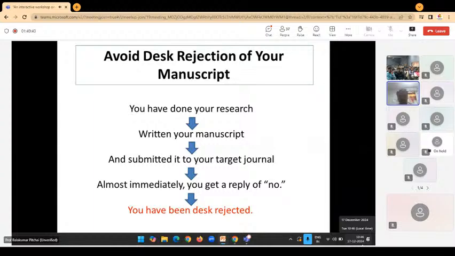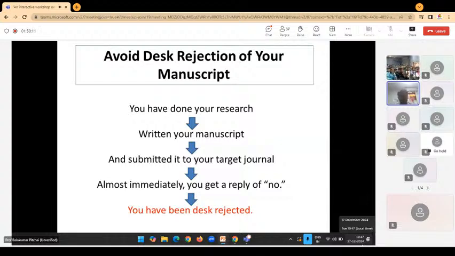So most of the informed students might not be aware of desk rejection. Desk rejection means you have done your research, you have written your manuscript, and you have submitted it to your target journal. And almost immediately you get a reply of no. It means your article has been desk rejected.